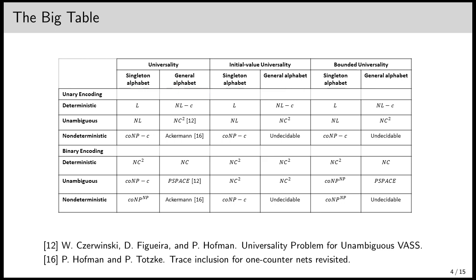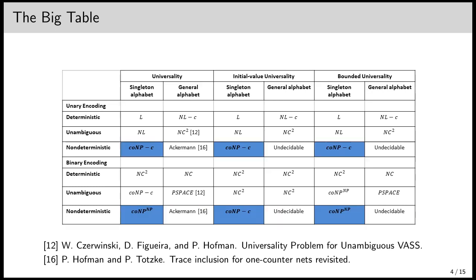You can see that we have quite a large range of complexities here, with the most restricted fragments, deterministic OCNs over a singleton alphabet, being in L for unary encoding and in NC2 for binary encoding, and the most general cases going up to Ackermann and to undecidability. We won't go through the whole thing, of course, and the rest of the talk will focus on the undecidability results and on the case of a singleton alphabet. Before moving on, as you can see from the table, the vanilla universality problem has already been studied here and here, showing that the problem is Ackermann for a general non-deterministic OCN and easier for unambiguous OCNs.